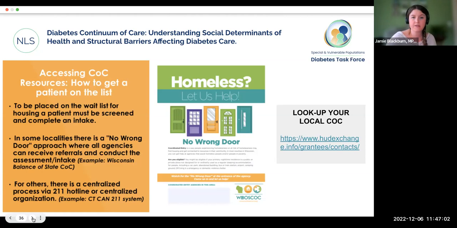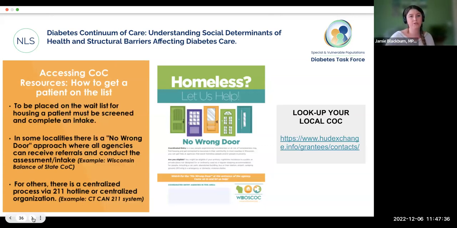Some localities, so some COCs, will use what we call a no wrong door. And this graphic here is from the Wisconsin Balance of State COC, which means any agency that's in the COC, you can walk in and you can do an intake right then and there to get placed on the waiting list and the priority list for those housing vouchers and resources. Other places have a centralized intake process, such as a 211 hotline. So for instance, in Connecticut, they have what's called coordinated access networks. You call 211 and everything is centralized. So every location does it a little bit different.